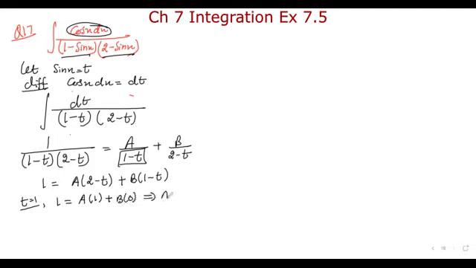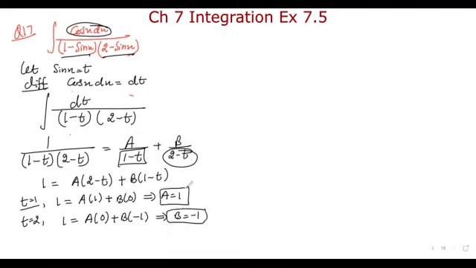So the value of a comes out to be 1. If I put this as 0, I will get t as 2. So this side is 1, 2 minus 2 is 0. B into 1 minus 2 is minus 1. So the value of b comes out to be minus 1. So I get a and b. So we can put here a and b and integrate to find the answer.